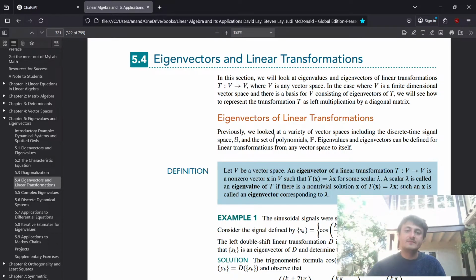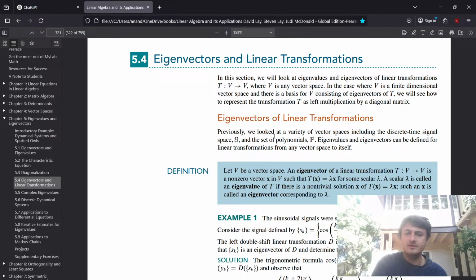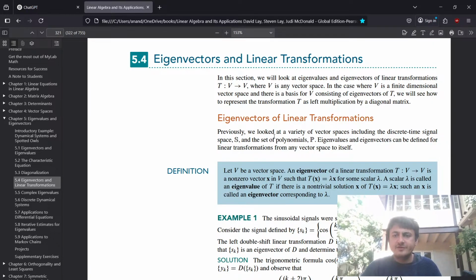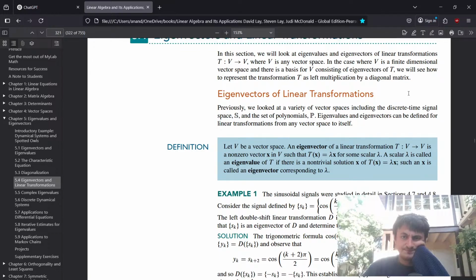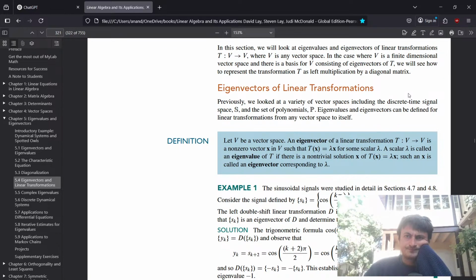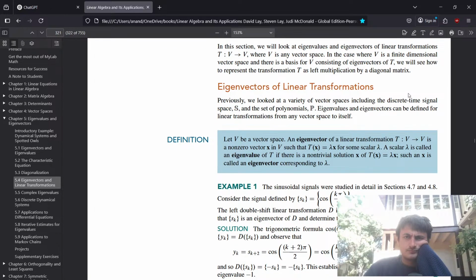Okay. In this section, we'll look at eigenvalues and eigenvectors of linear transformations, where V is any vector space. In the case where V is a finite dimensional vector space, there is a basis for V consisting of eigenvectors of T. We will see how to represent the transformation T as left multiplication by a diagonal matrix.